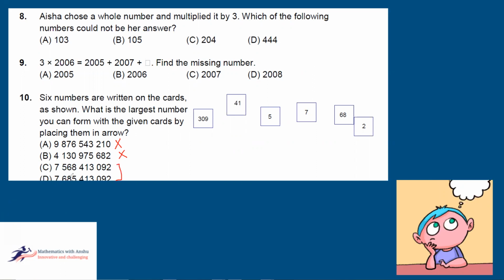Now you see 568 and 7685. 6 is bigger. So try to arrange 7, then 6, 8, this finishes. Then we can arrange 4, 1. Then we will go by the option 3092. Just see, we can place 5 here. 5 is done, and 413092. So D will be the answer. Right? Let's go to the next question.